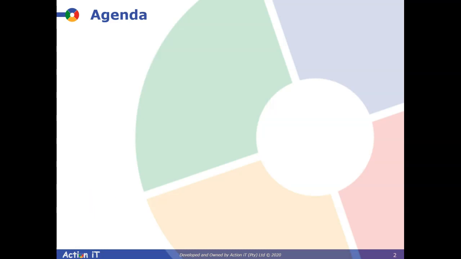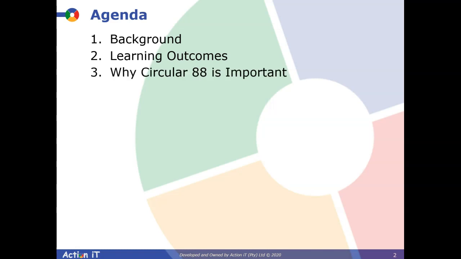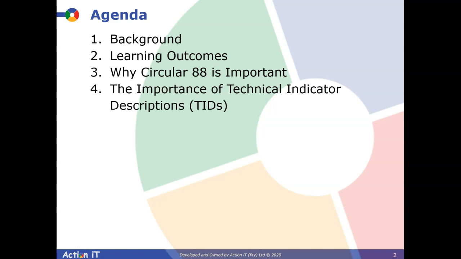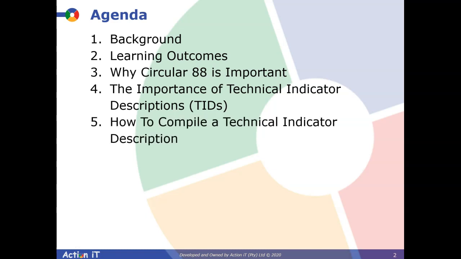The agenda for today's video is as follows. We will start by gaining an understanding of the background needed for technical indicator descriptions. This will be followed by highlighting the expected learning outcomes from this video. We will then highlight why Circular 88 is important, followed by explaining the importance of technical indicator descriptions, also commonly referred to as TIDs.